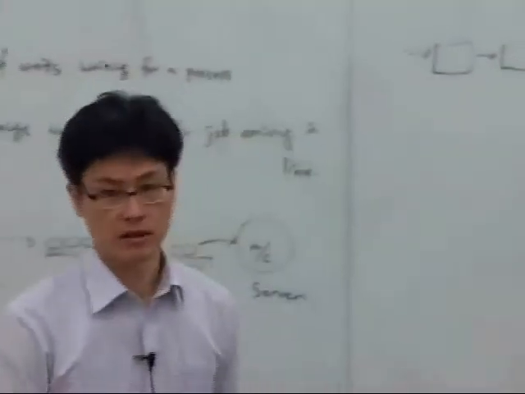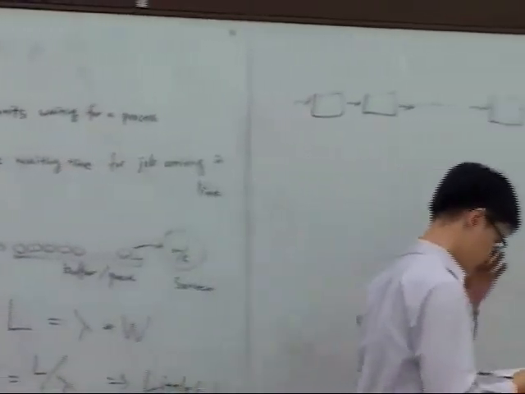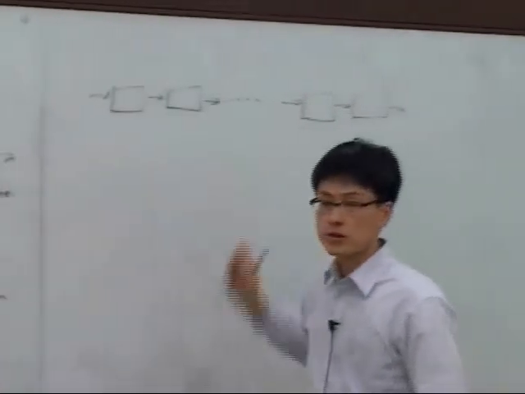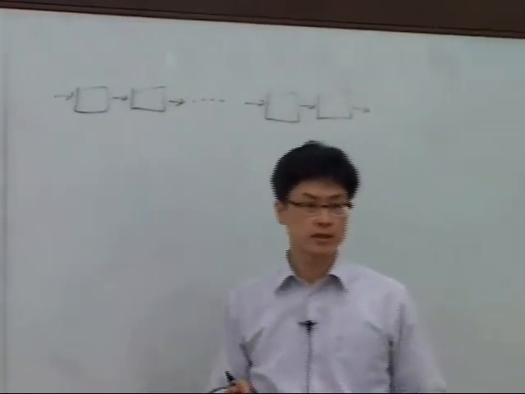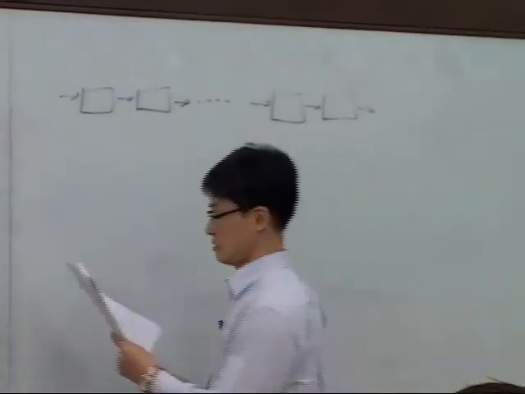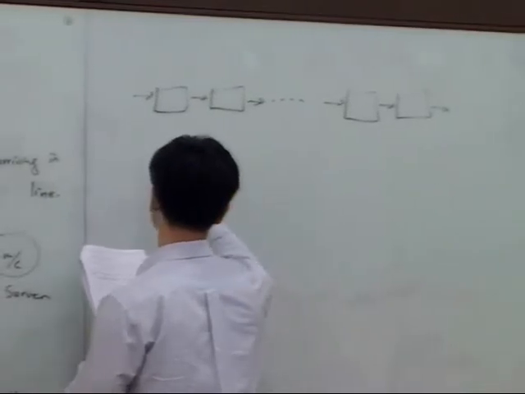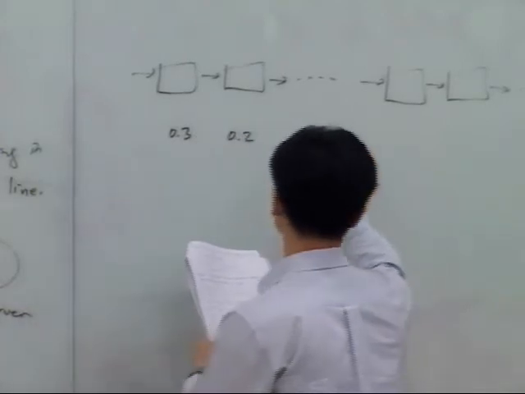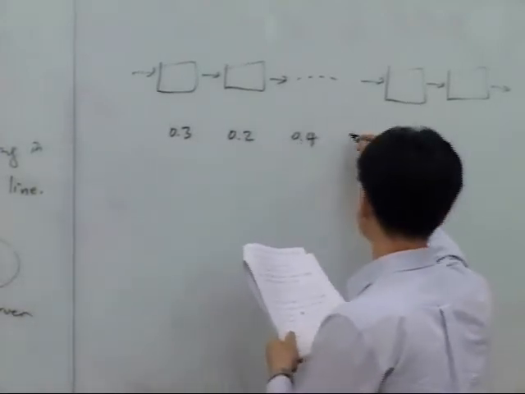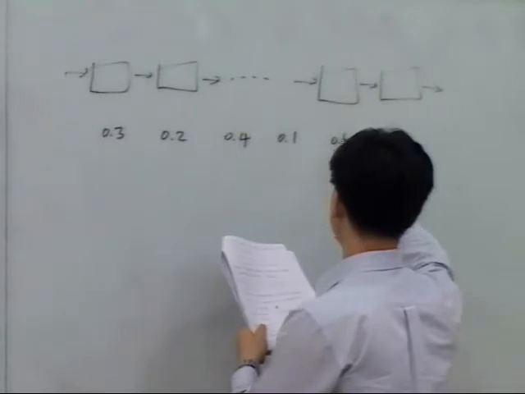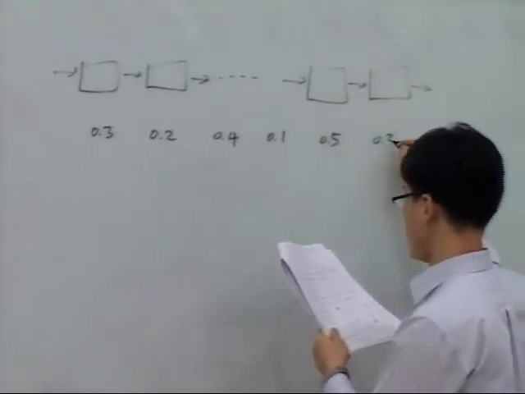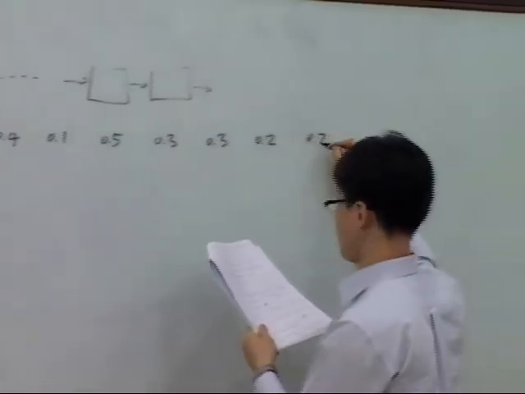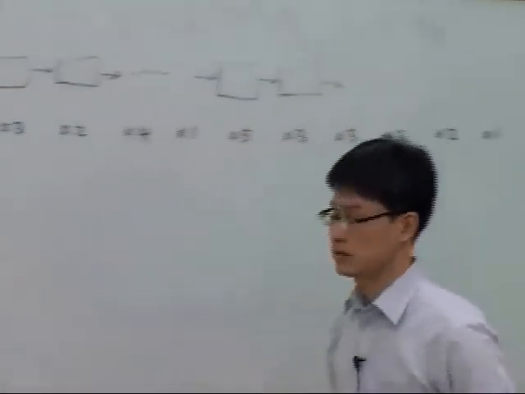It could be everywhere in many industries, and each of the workstations has its own duration. In hours: first 0.3 hours, 0.2 hours, 0.4 hours, 0.1 hours, 0.5 hours, 0.3 hours, 0.3 hours, 0.2 hours, 0.2 hours, 0.1 hours.